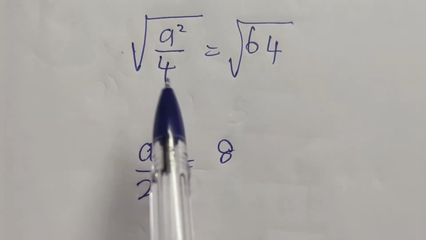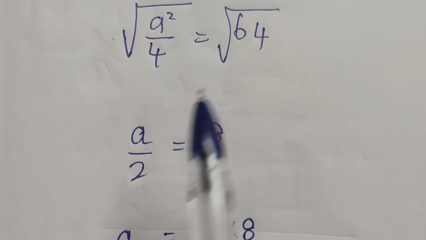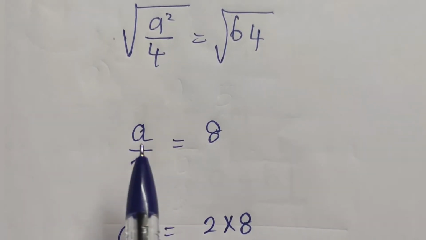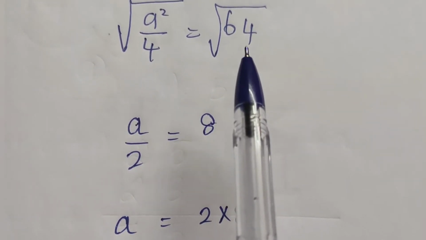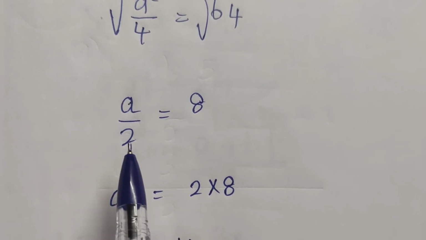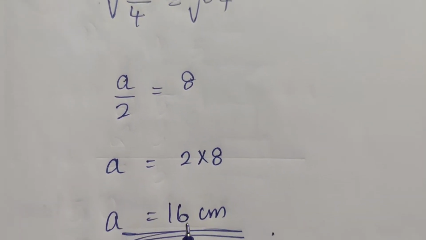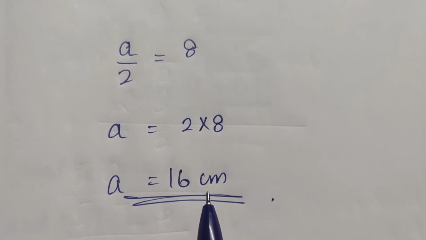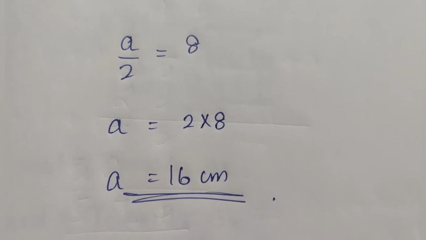I take square root on both sides. Square root of a square by 4, and square root of 64. Square root of a square is a and square root of 4 is 2. A by 2 is equal to square root of 64, which is 8. So a is equal to 8, and the division by 2, when it is transposed, becomes multiplication. So 2 8s are 16. A is the side of the equilateral triangle, which is 16 centimeter.